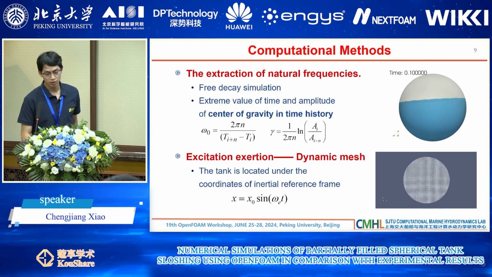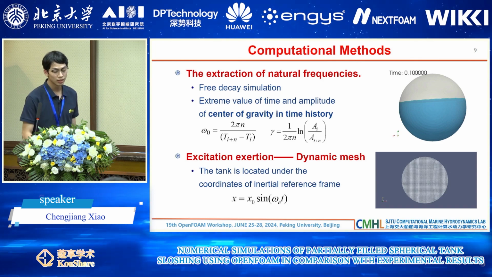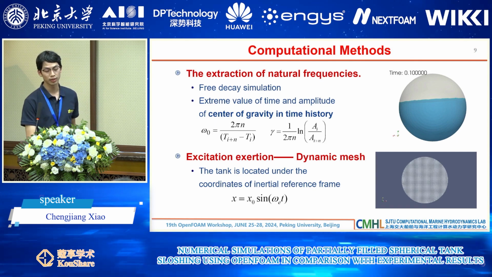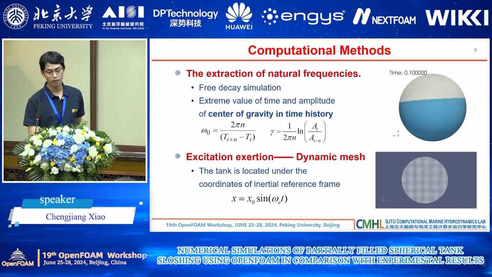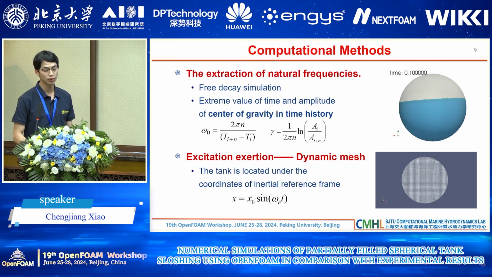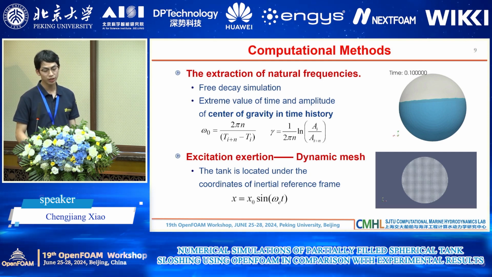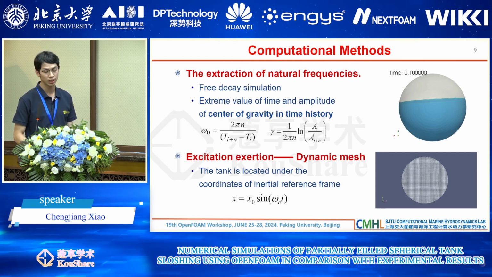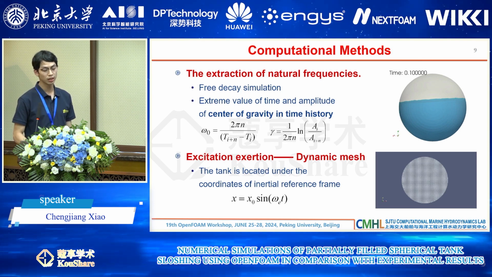This slide shows the computational methods of free decay parameter extraction and the dynamic mesh method. The initial free surface will be set 5 degrees inclined from horizontal, and the center of gravity of the fluid is captured in the process of free decay simulation. By extracting the extreme values and referring to the literature, we can calculate the natural frequency and the free decay coefficients at the corresponding liquid filling rates.